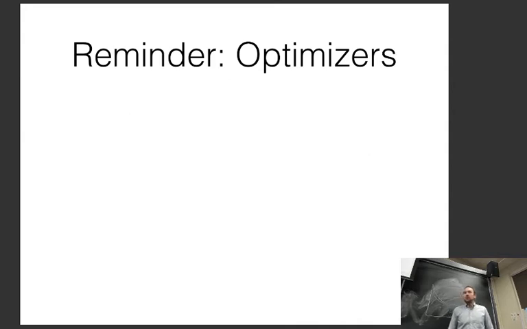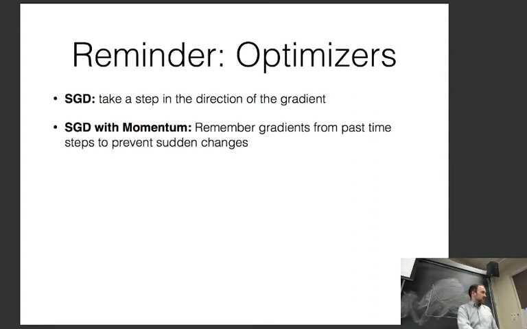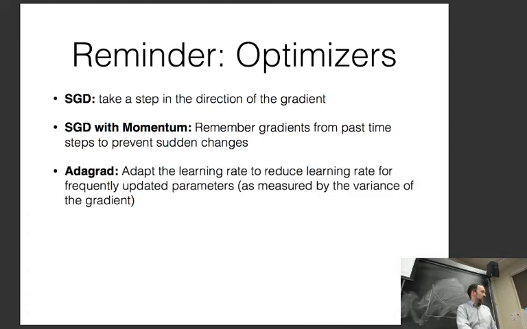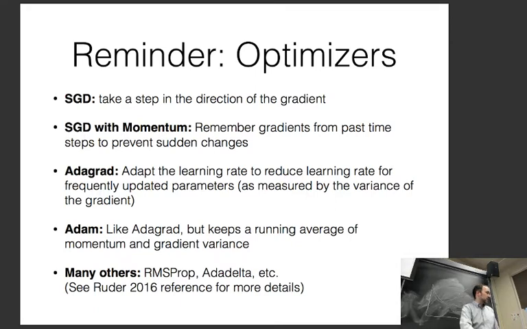If you remember, I talked about this at the very beginning of class, so probably everybody's forgotten it by now, but there's a bunch of optimizers. You have things like SGD, which simply takes a step in the direction of the gradient. SGD with momentum remembers the gradients from the past time steps. Adagrad adapts the learning rate to reduce the learning rate for frequently updated parameters. Adam, like Adagrad, keeps the running average of the momentum and gradient variance, et cetera, and many others.